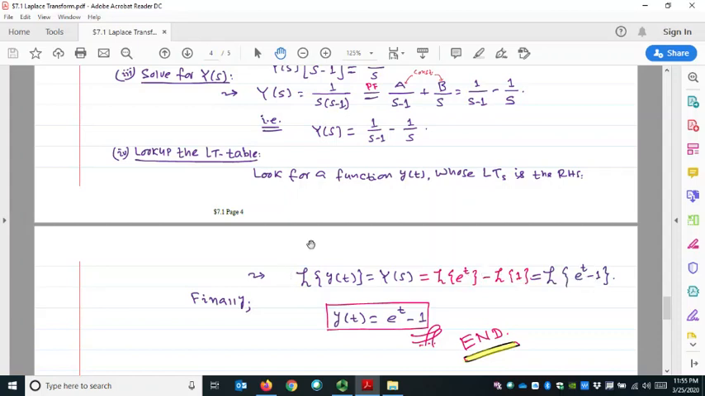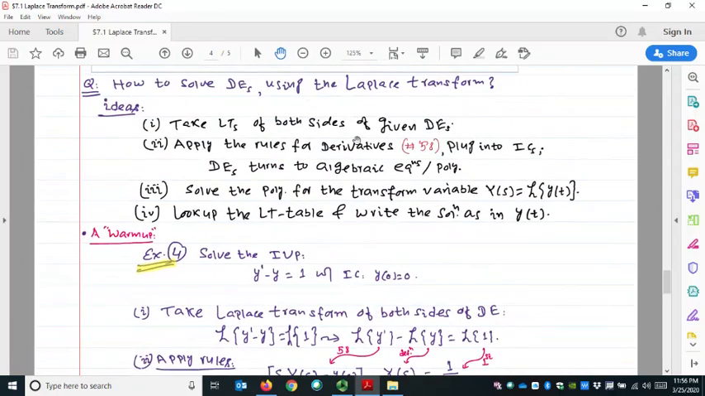And by the way, on my left side is the capital Y of s, which is the Laplace transform of y(t). So then from the first and the last equation here, we have the Laplace transform of y(t) on the left side, and on the right side the Laplace transform of e to the t minus 1. So then finally we cancel that linear operator, so we get y(t) equals e to the t minus 1. So now this solution is in the time domain. So this gives us the solution of the given initial value problem.